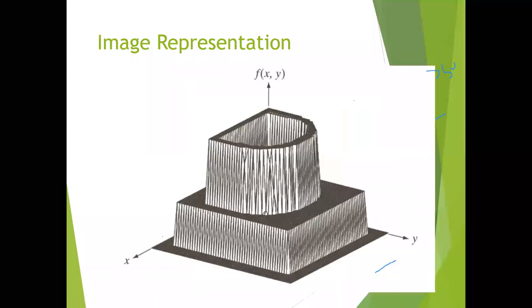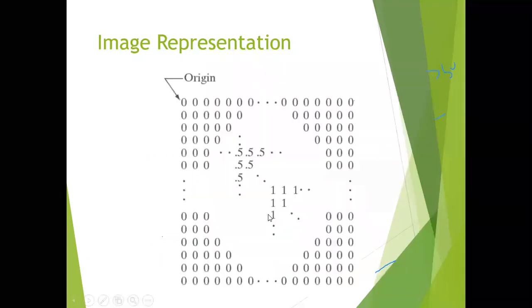Next, if it is x and y, these are the intensity values corresponding to your D. They represent whether the brightness is high or low.